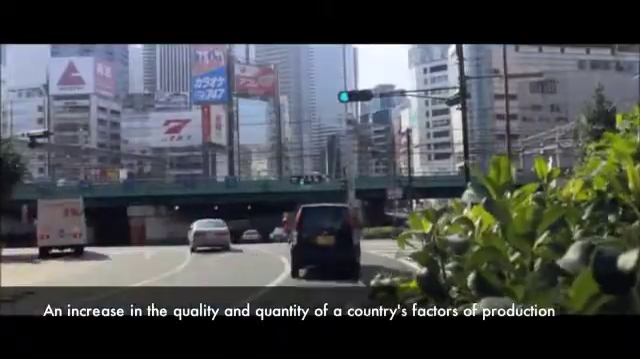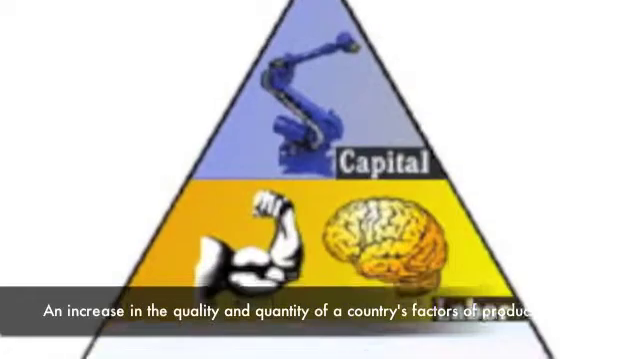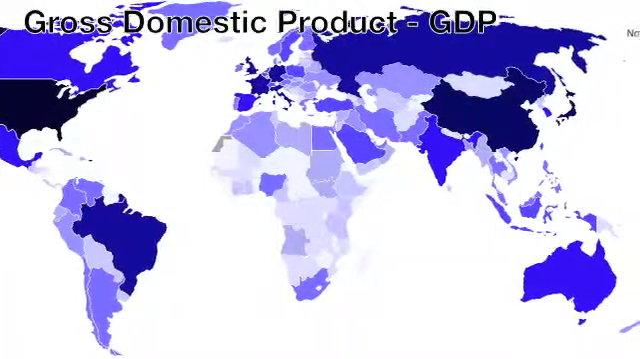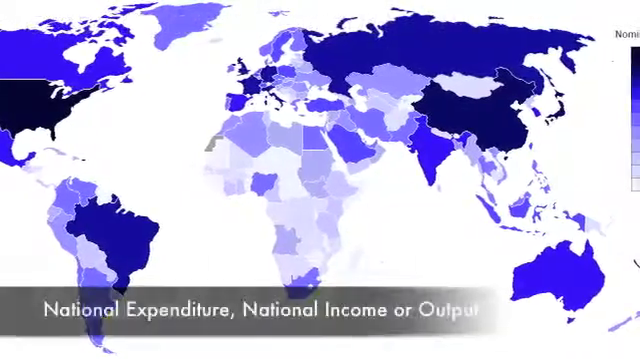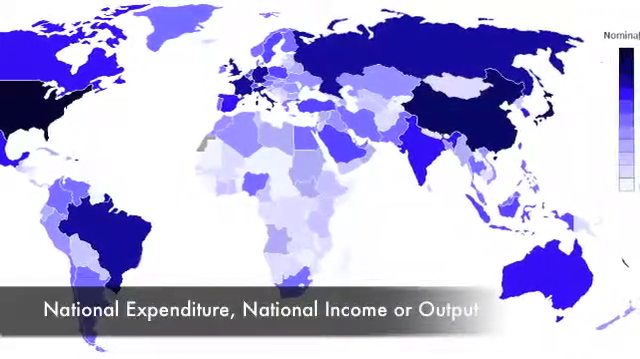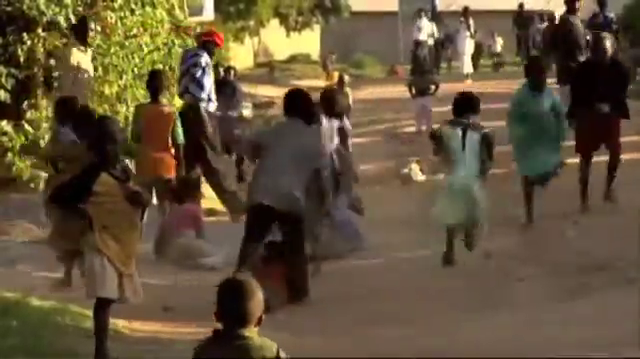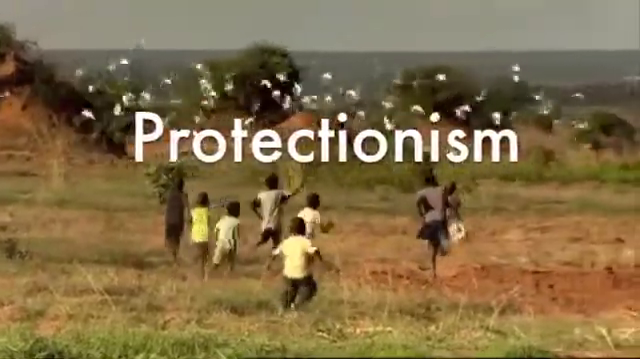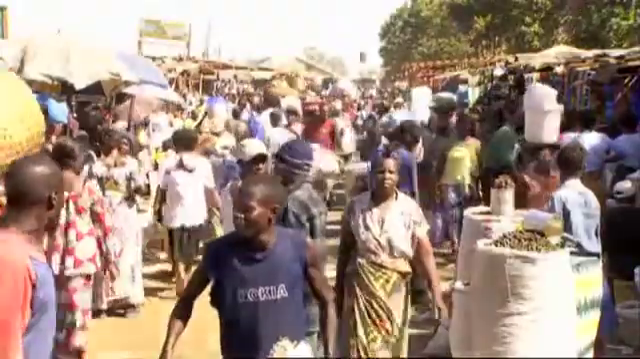On the other hand, economic growth is defined as an increase in the quality or quantity of a country's factors of production. The gross domestic product, or GDP, is a measure of economic growth, and it measures national expenditure, national income, or national output. There are two main ways in which countries can grow: through trade liberalization or protectionism. It is important to note that economic growth does not always lead to economic development.